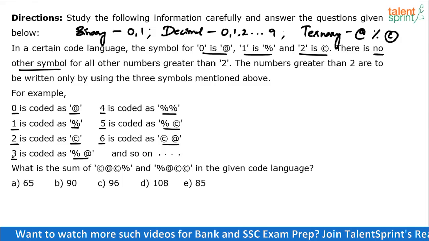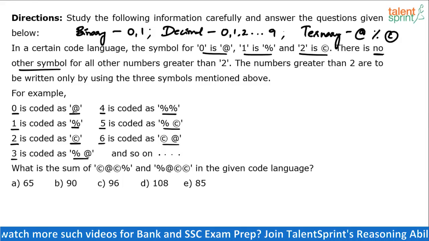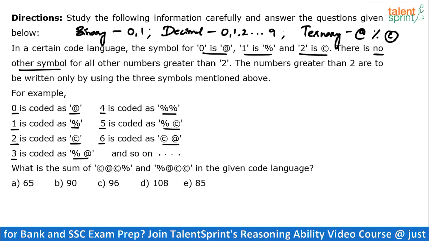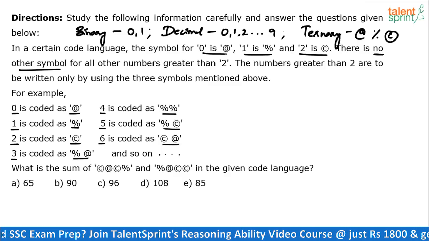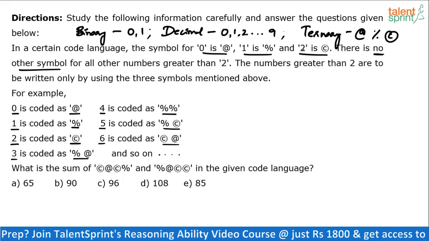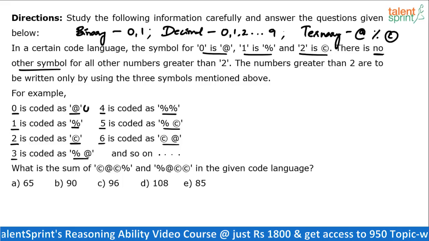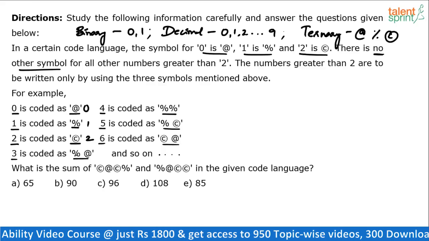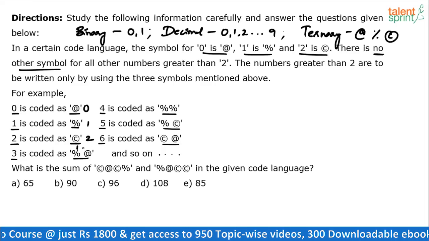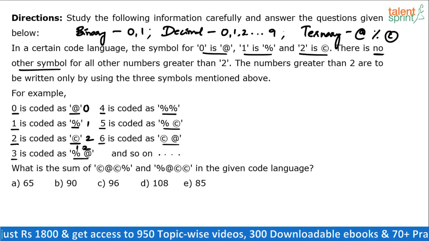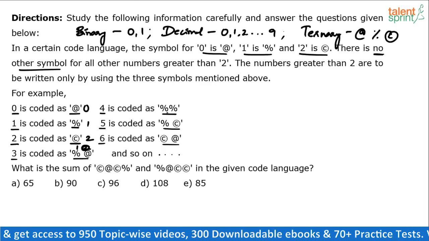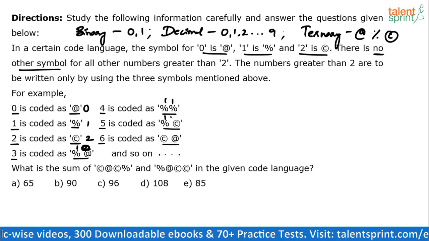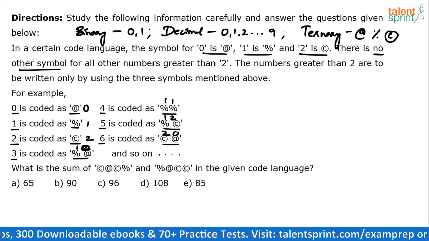Let me replace these symbols with their actual numbers. @ is 0, % is 1, © is 2. So this is like 0 is 0, this is 1, this is 2. Now look at 3. 3 is coded as %@, which means 1, 0. 4 is coded as %%, 1, 1. 5 is coded as 1, 2. 6 is coded as 2, 0.